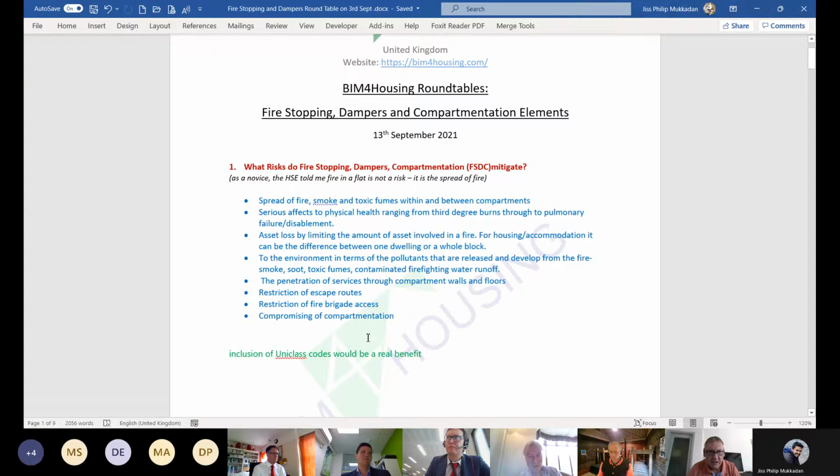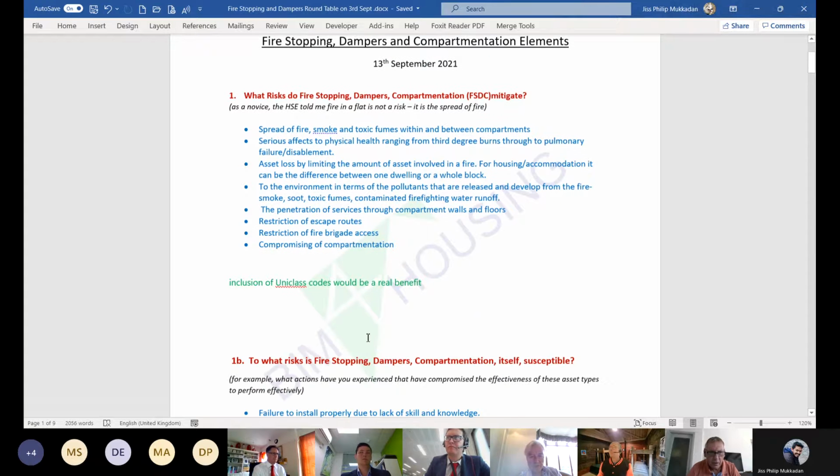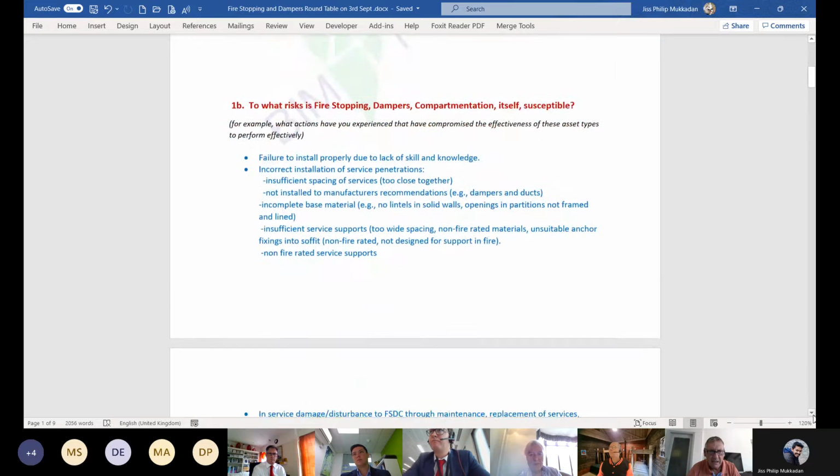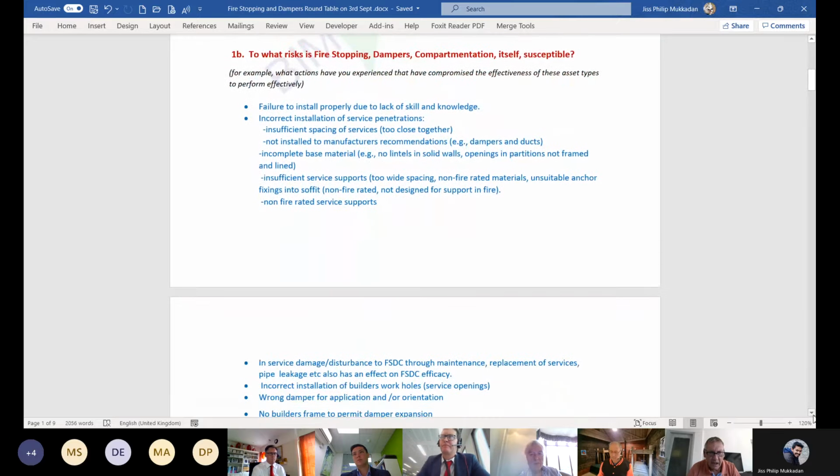Chris, can you move down to the second part of question 1, question 1B? What are the risks that the asset itself is susceptible to? So, same question. Has anybody got anything to add to what's already there? Yeah, I was going to put in the chat what I put in my response so you can see it essentially.